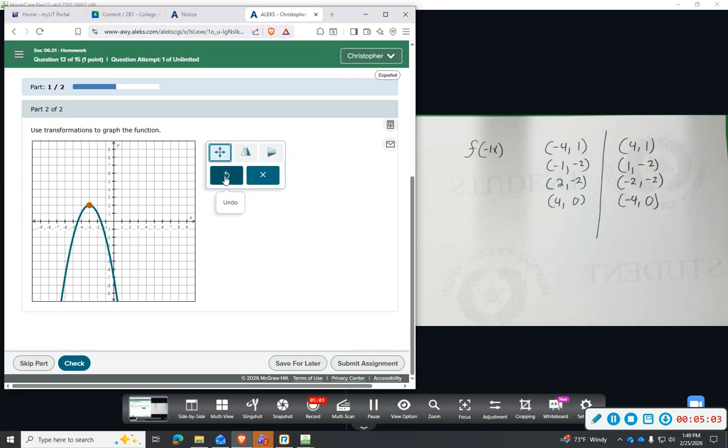Now, imagine if I did this backwards. Let's say I went left 2, and then I did the shift up 3, and then I reflected it. That's going to be in a different location than where we were. So you have to be careful to do them in the right order. Even if you do the right things, you have to make sure you do them in the right order.